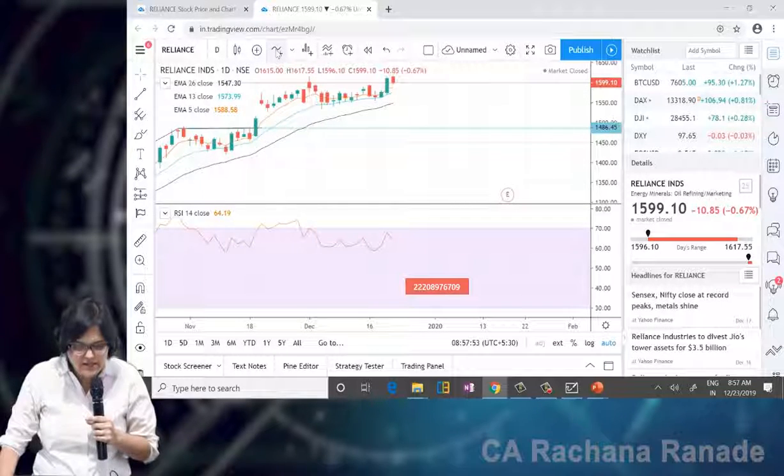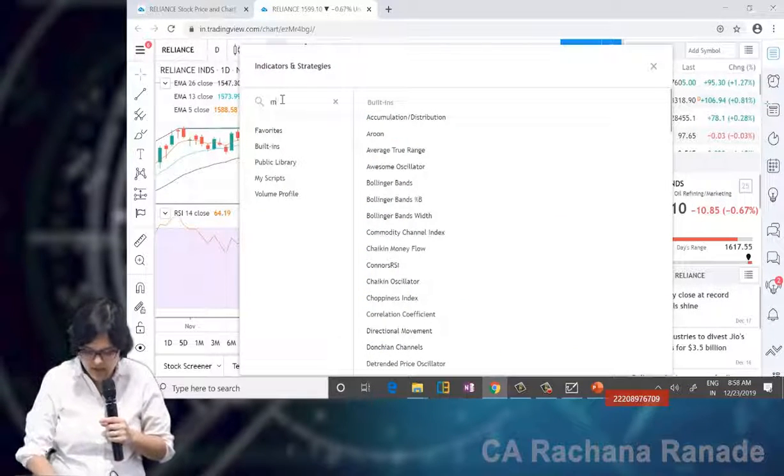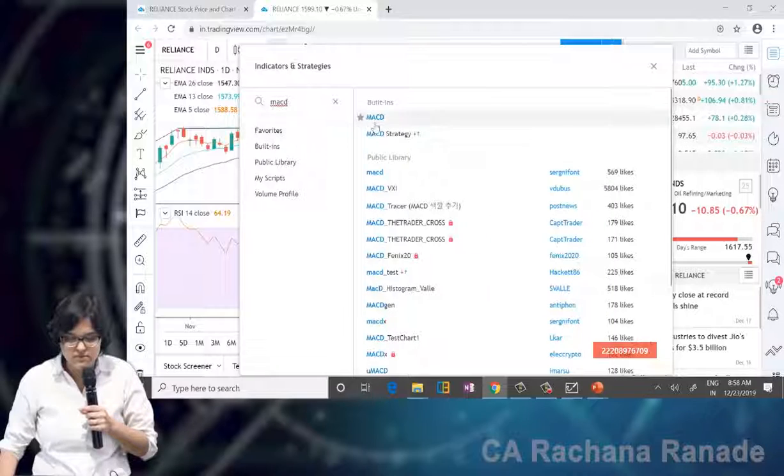Okay, so now let us just add one more indicator. Which one to add? MACD? Yes. Now let us check a combined strategy.